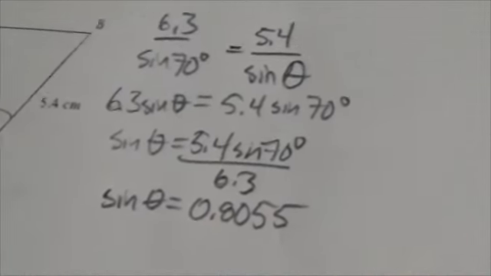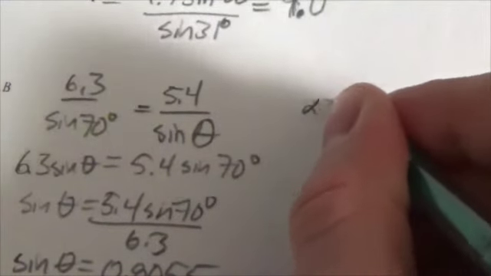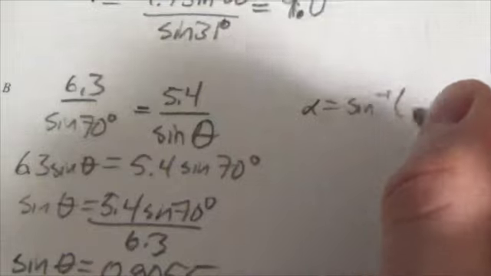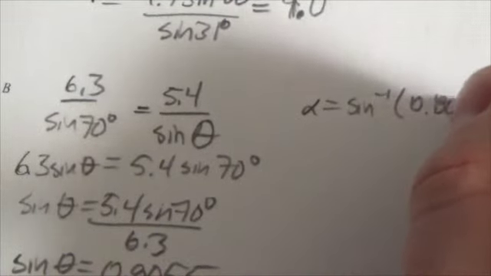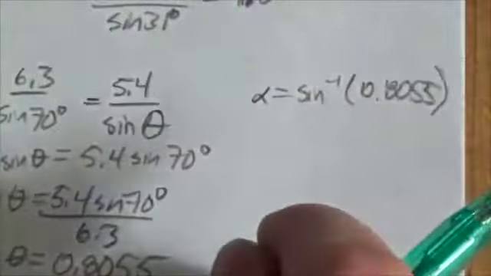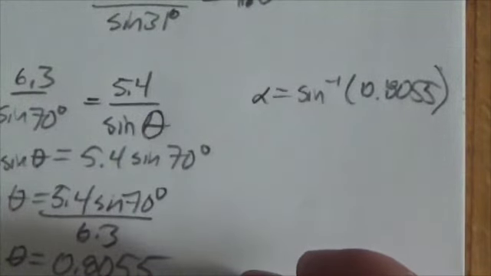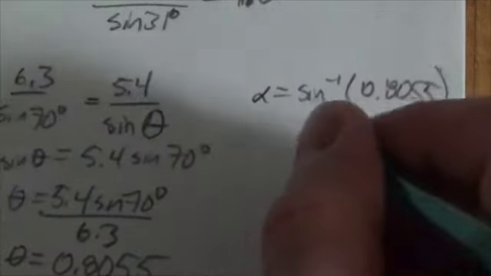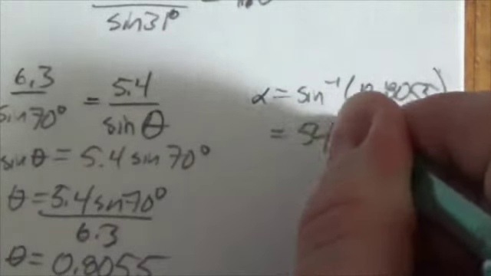So I'm going to come up here, and we're going to figure out what the reference angle is by simply taking the inverse sine of 0.8055. Now I don't know if you can see that. Just barely. Whoops, just going off the paper there. So I'm going to go to my calculator and we're going to take the inverse sine of my answer there. And I'm going to get, to the nearest degree, 54 degrees.